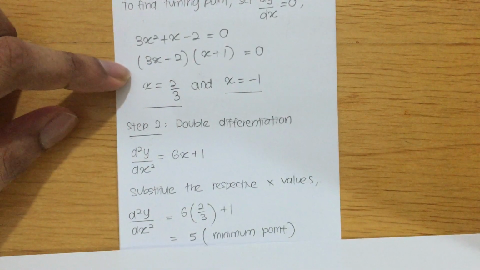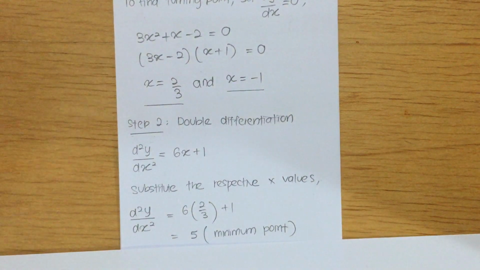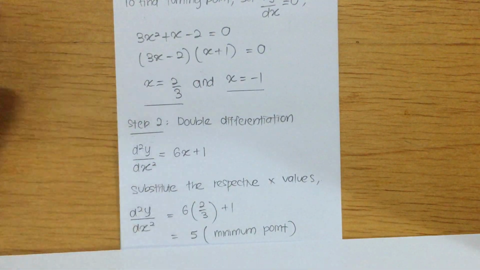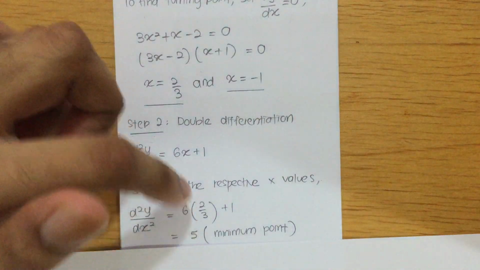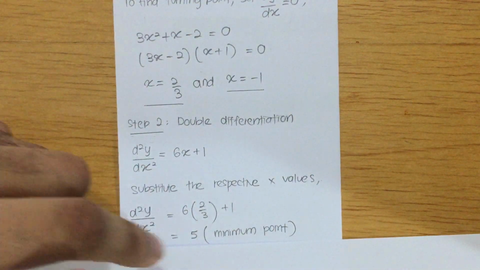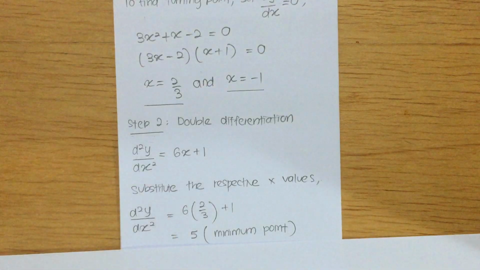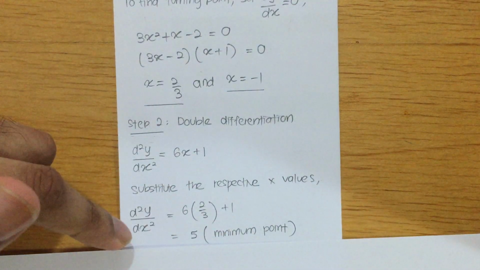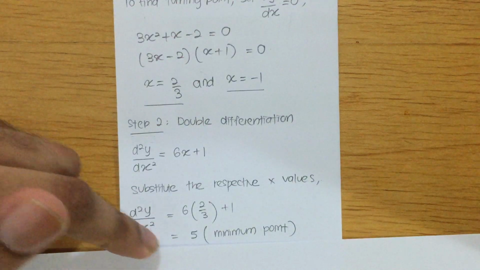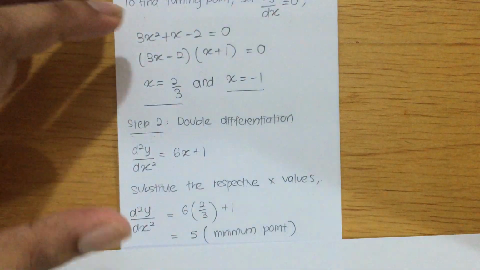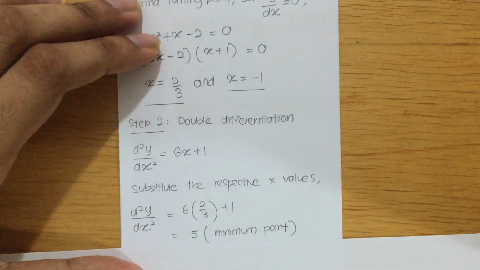Alright guys, I'm going to tell you a small explanation. When you get your d²y/dx² as a positive value, that means that particular turning point indicates that it's a minimum point. So since it gives us a positive value, remember this, positive value always gives you the minimum point. So in this case, d²y/dx² equals to 5. This coordinate gives us a minimum point. Let us proceed for the next x value.